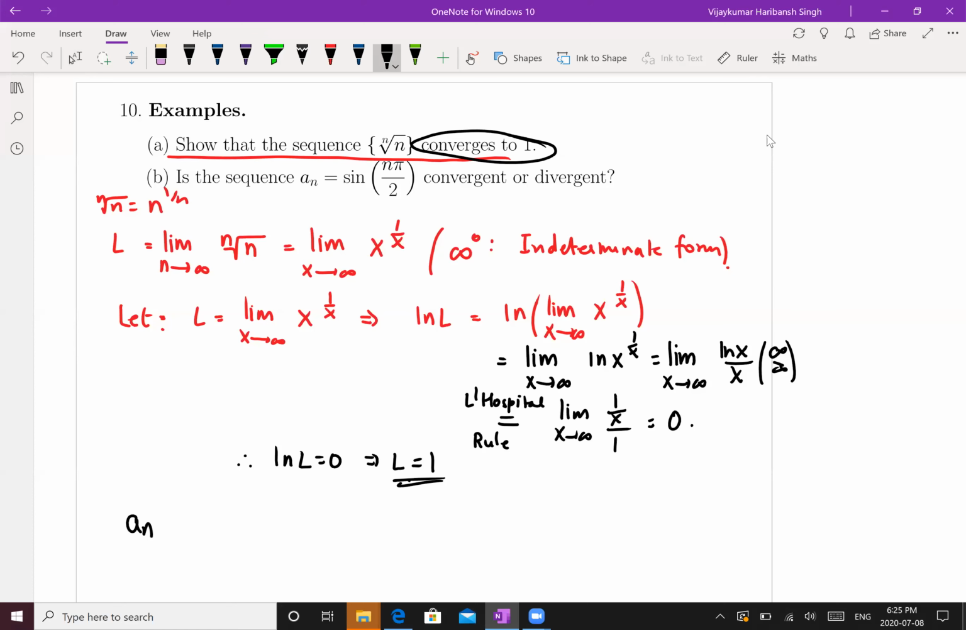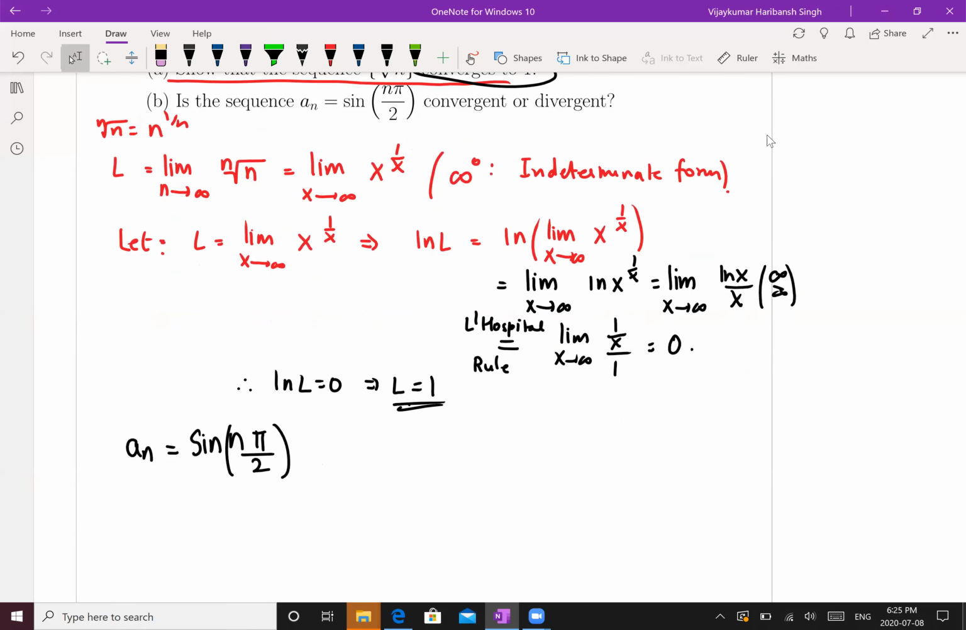So a_n is sine of n pi by 2. And now if you see the limit as n goes to infinity of this, we get the following. If you look at the terms here, when n is 0, you get 0. When n is 1, you get 1. When n is 2, you get 0. When n is 3, you get minus 1. And this pattern repeats forever.